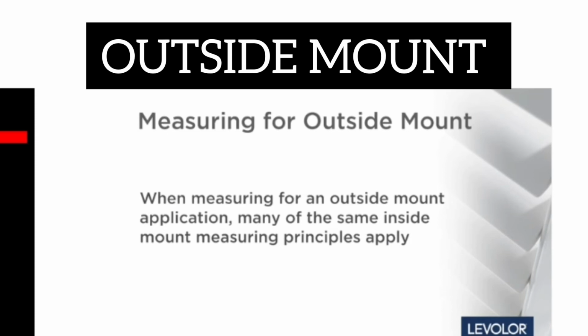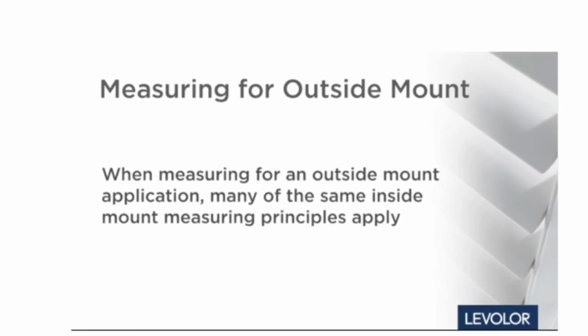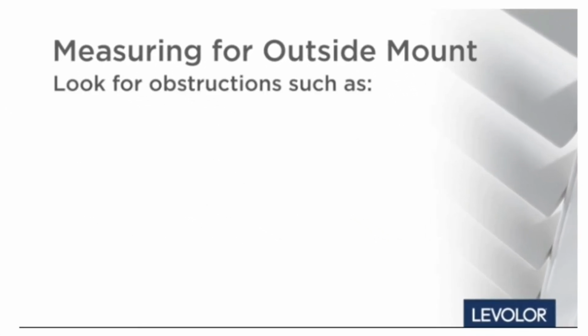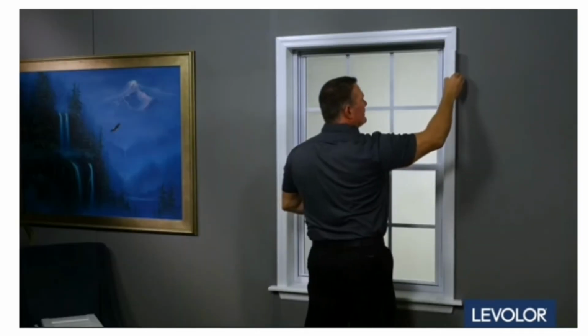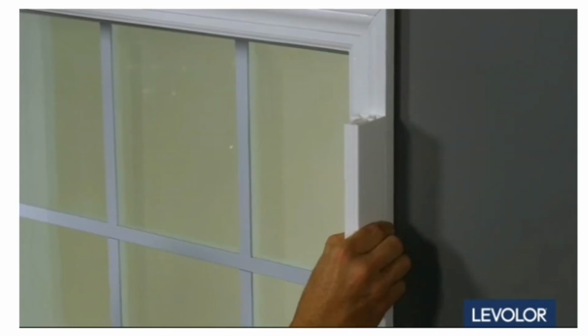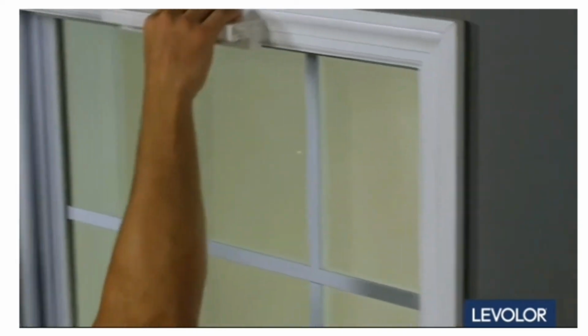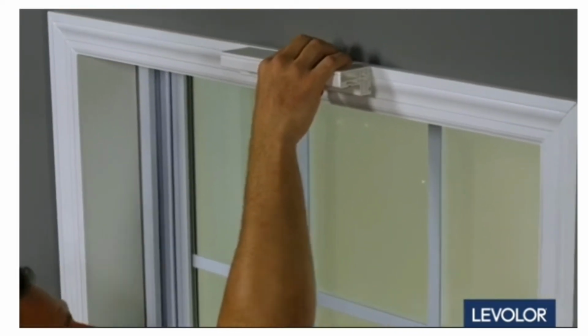Many of the same inside mount measuring principles apply. Look for obstructions such as locks, window cranks, latches, mullions, and windows that tilt into the room. If an outside mount frame is intended to match the outside edge of the existing molding, then simply measure the outside edges of the molding.